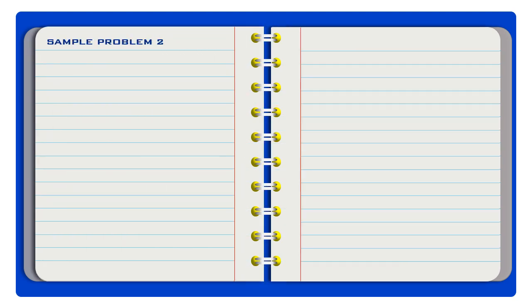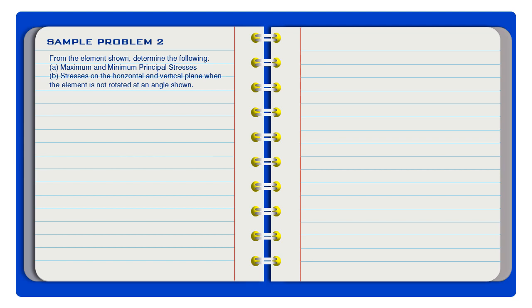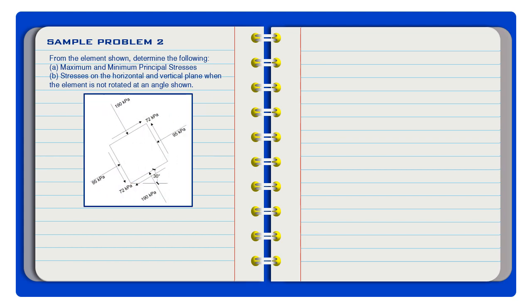So for our sample problem 2, from the element shown, determine the following: A, maximum and minimum principal stresses, and B, the stresses on the horizontal and vertical plane, when the element is not rotated at an angle shown. If we notice, our element is inclined. It is rotated at an angle of 30 degrees counterclockwise from our horizontal.